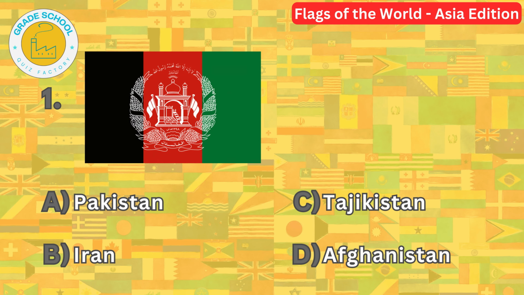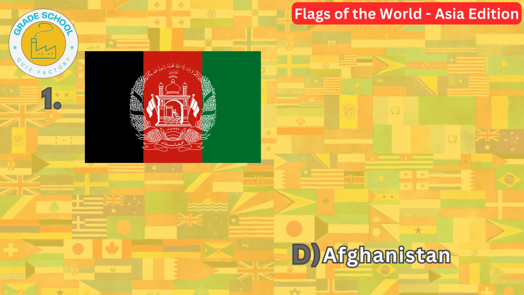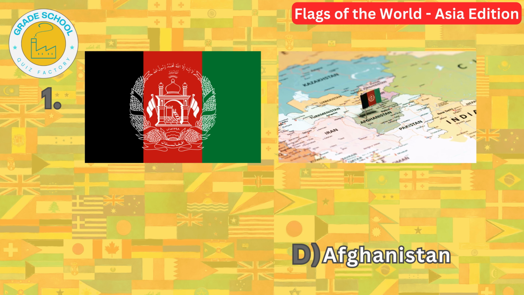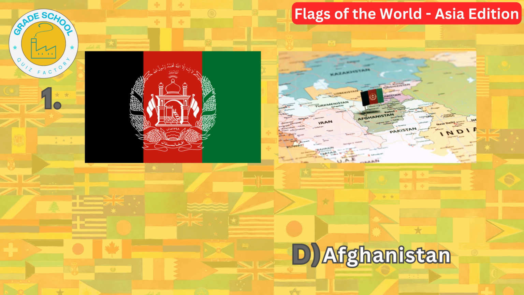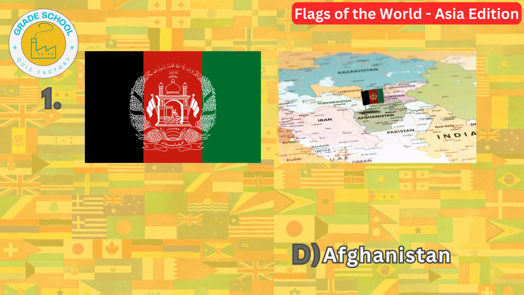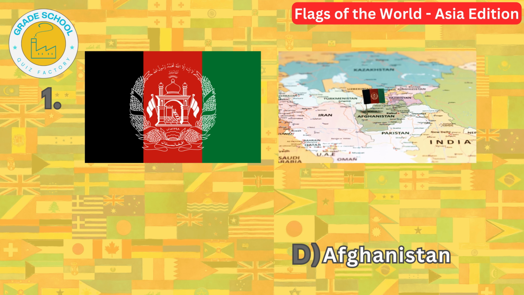Number 1. The correct answer is letter D. The flag of Afghanistan features a vertical tricolor of black, red, and green, with the national emblem in the center. The black represents the 19th century era of colonialism. The red symbolizes the fight for independence, and the green signifies Islam and prosperity.